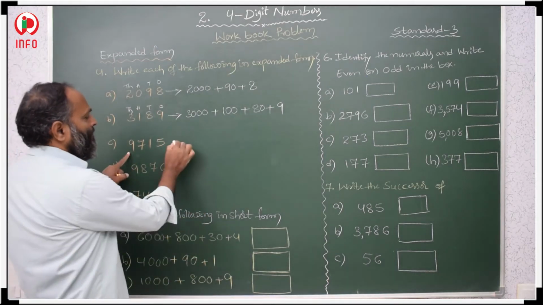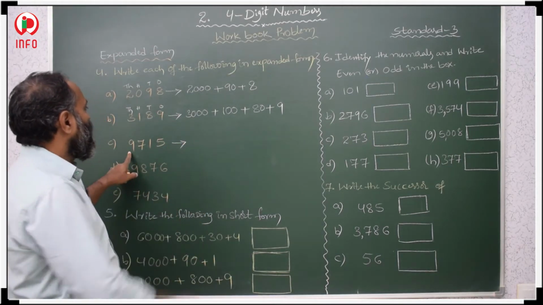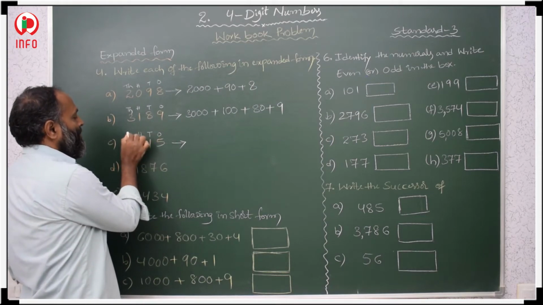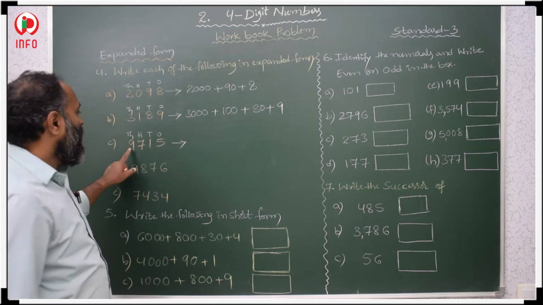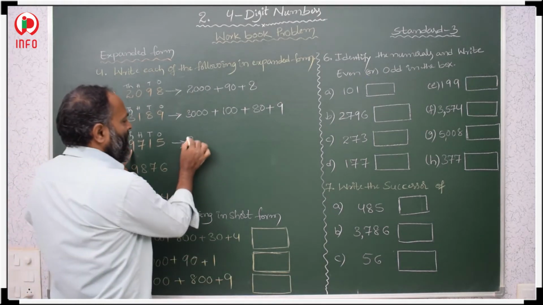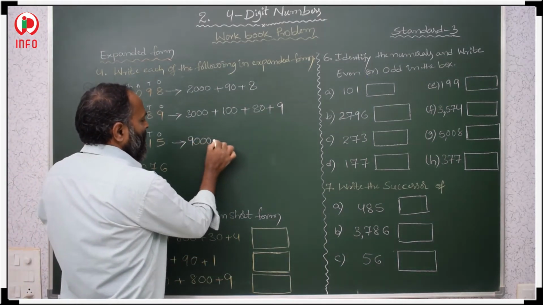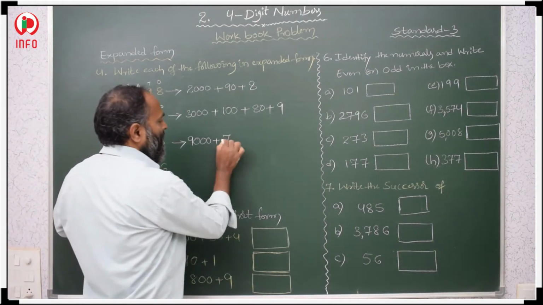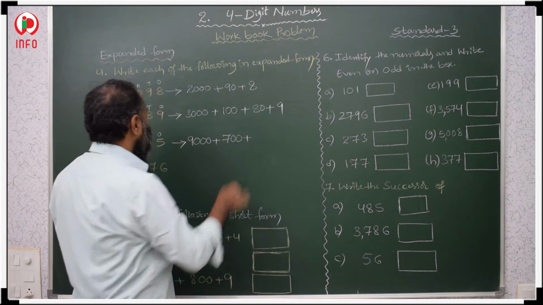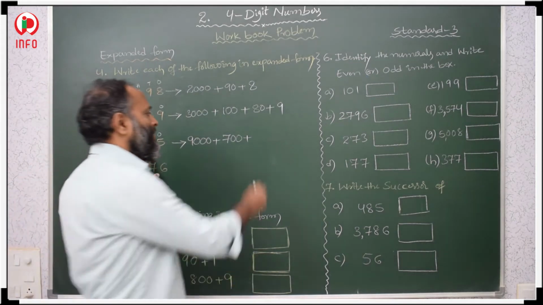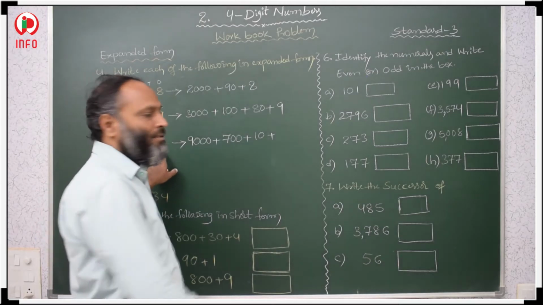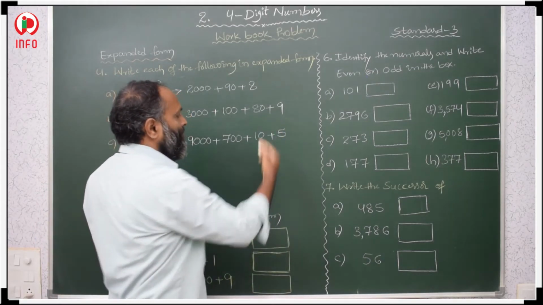Now here, ones place, tens place, hundreds place and thousands place. 9 is in thousands place, 9000, plus 7 is in hundreds place, 700, plus 1 is in tens place, 1 tens are 10, then 5 is in ones place, 5 ones are 5.